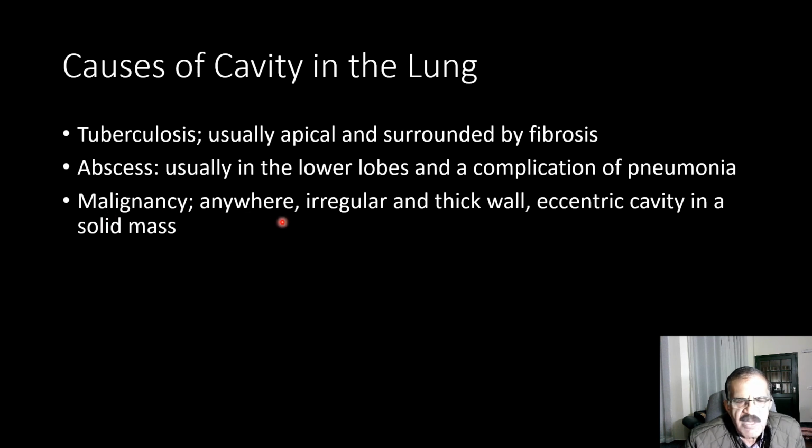Malignancy may be present anywhere. The cavity may have an irregular wall. The wall may be irregular and thick, and in a solid opacity, an eccentric cavity would be suggestive of malignancy. If this opacity is eroding neighboring ribs, that will be very, very suggestive of malignancy.